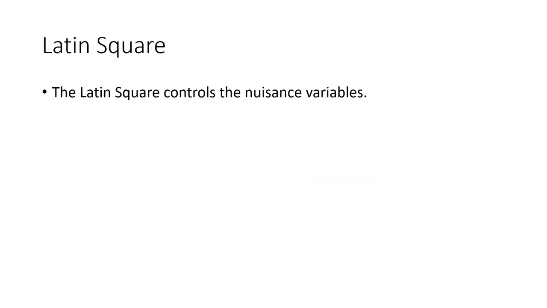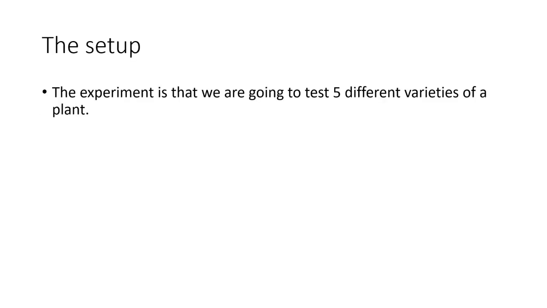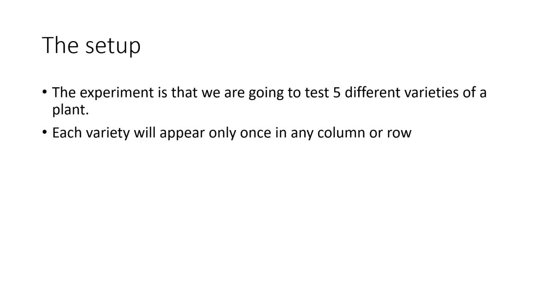The Latin square controls the nuisance variables. This is done by placing the replications in each location in a specific grid. The setup: the experiment is that we are going to test 5 different varieties of a plant. Each variety will appear only once in any column or row.